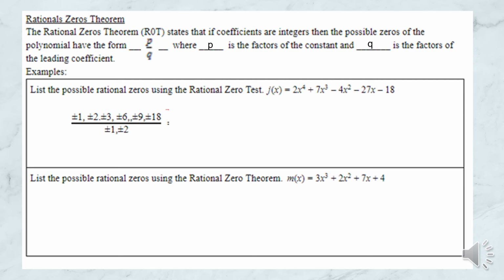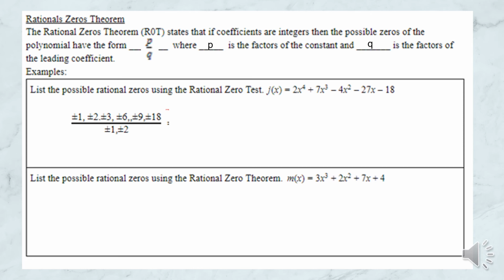Then I need to take all of them and do it by 2. So plus or minus 1 over plus or minus 2, plus or minus 2 over plus or minus 2, which simplifies to 1, which we already have, so that's okay. Plus or minus 3 over plus or minus 2, plus or minus 6 over plus or minus 2, which becomes plus or minus 3, plus or minus 9 over plus or minus 2, and then plus or minus 18 over plus or minus 2, which simplifies to plus or minus 9. I realize I'm saying plus or minus an awful lot, but hopefully you can follow the way in which I'm creating my possible zeros.